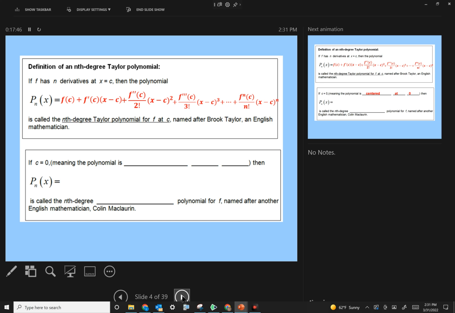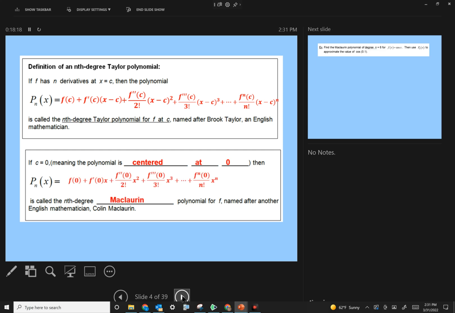This is called the nth degree Taylor polynomial. Okay? It's called a Taylor polynomial for f at c. And it's named after some guy that we don't care about. All right. If c equals 0, meaning if it's centered at 0, remember when I did the tangent line to the sine function? It was tangent at 0. So if they tell us that we're centered at 0, then at the bottom, that bottom blank, it's called the Maclaurin polynomial. I'll let you fill in up above in a minute.